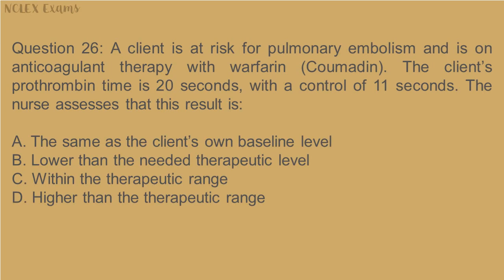Question 26. A client is at risk for pulmonary embolism and is on anticoagulant therapy with warfarin. The client's prothrombin time is 20 seconds, with a control of 11 seconds. The nurse assesses that this result is A. The same as the client's own baseline level. B. Lower than the needed therapeutic level. C. Within the therapeutic range. D. Higher than the therapeutic range.